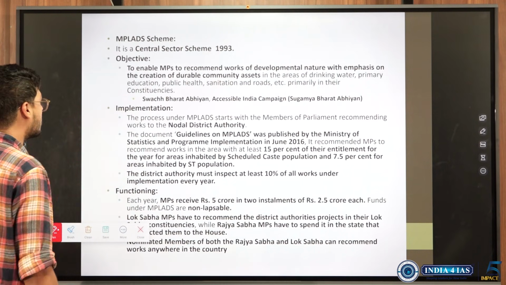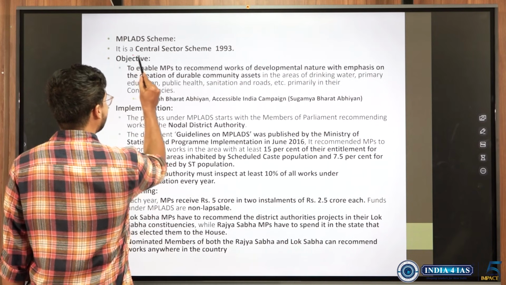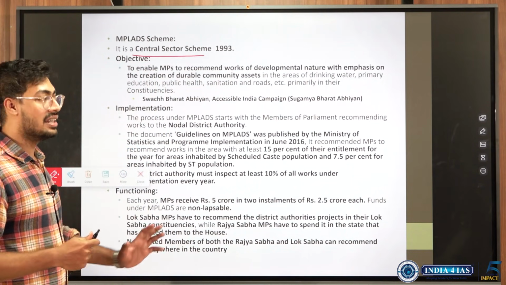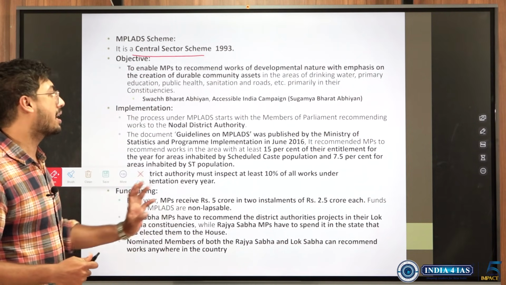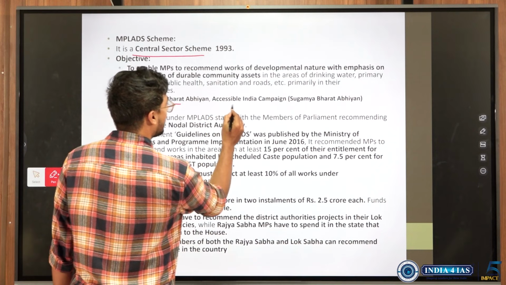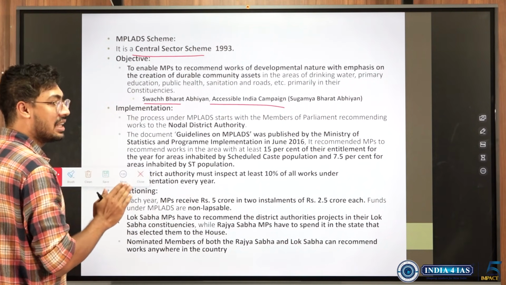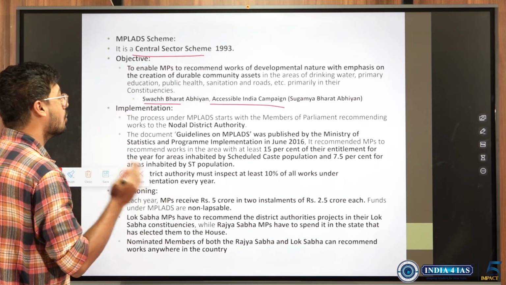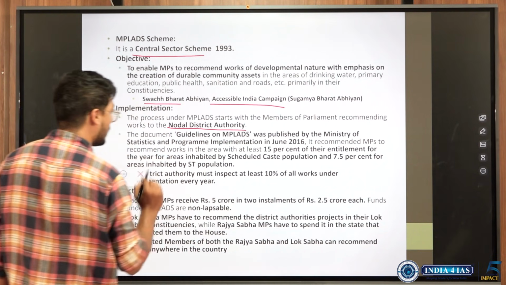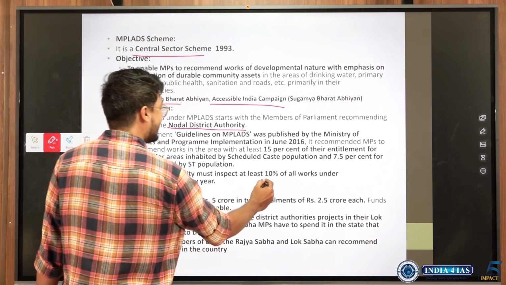Also a couple of other things which I want to tell. See, just like I said, it is a central sector scheme, it is not a centrally sponsored scheme. Central sector means it is only the responsibility of the parliament, not of the state governments. So it has been used to promote Swachh Bharat mission, Accessible India mission, all those things. So in MPLADS the MP will recommend the work, but who will be the implementing body? It is the nodal district authority.